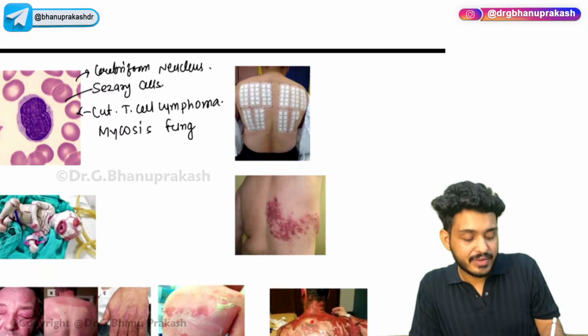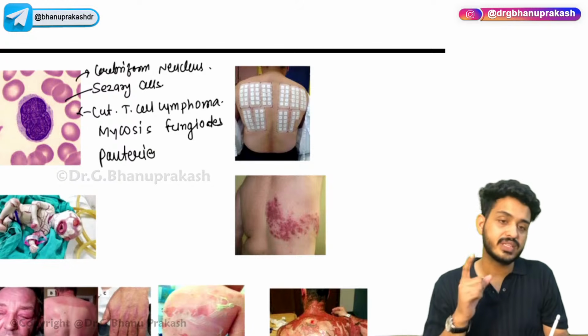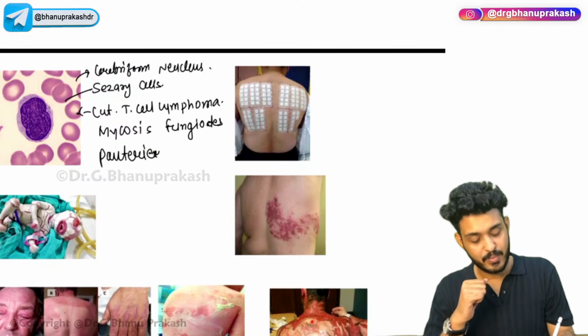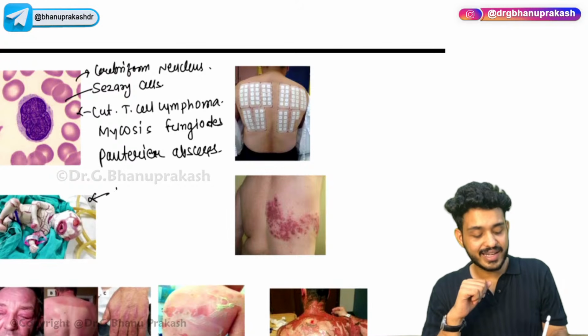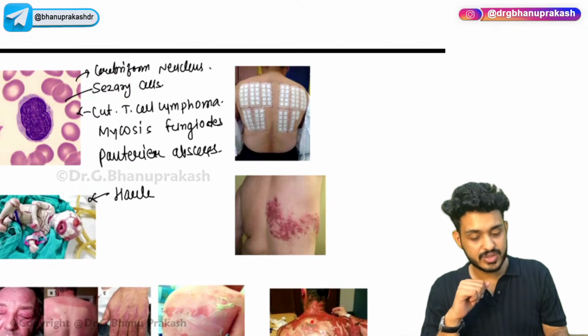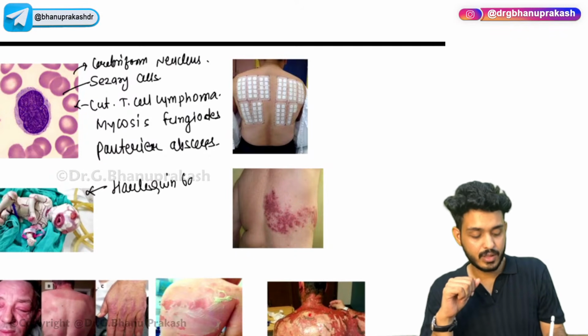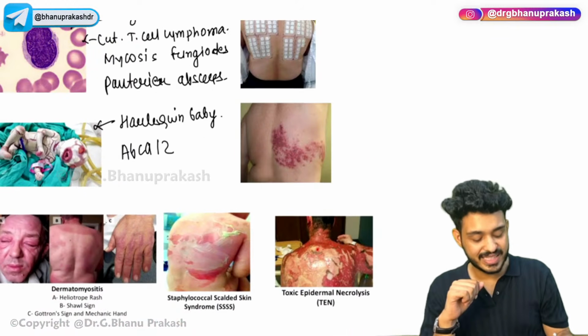What kind of abscess have you seen here? You have seen Pautrier's abscess. Last one we have seen, that is your lymphocytic abscess. That is your Pautrier's abscess. Okay, this is your Harlequin baby, guys. Try to see this. This is your Harlequin baby. Okay, what is the gene involved here? That is ABCA12.